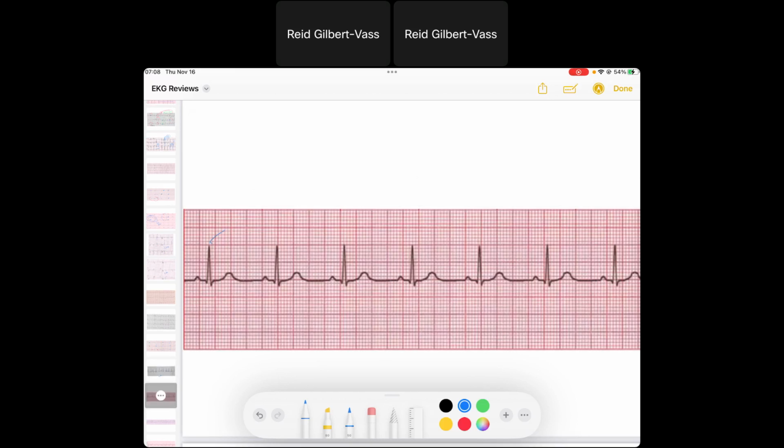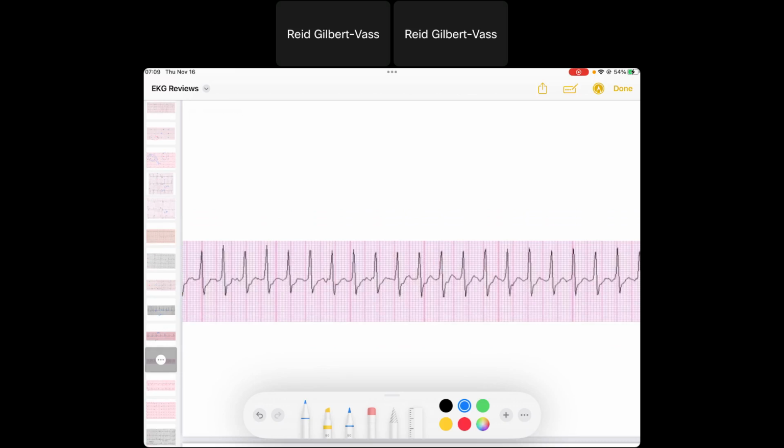Here we've got a regular rhythm at a rate of maybe 70 beats per minute. Narrow complex QRSs, P waves for every QRS, good PR intervals. This is just a normal sinus rhythm.